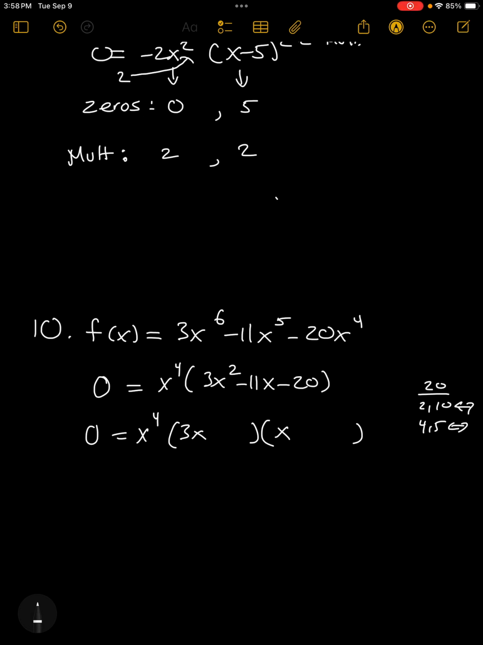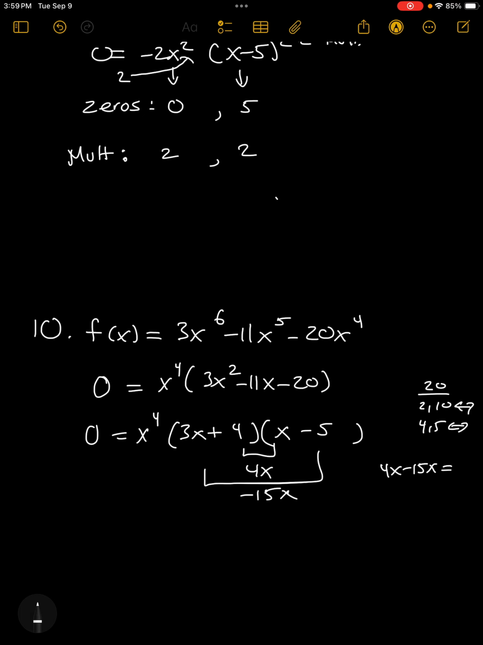That's 4x, that's negative 15x. 4x minus 15x equals negative 11x, which is this middle term right here. Okay, so I factored it correctly. Once you factor correctly, you can now find the zeros. So over here, don't forget this 0. You're going to get a 0.